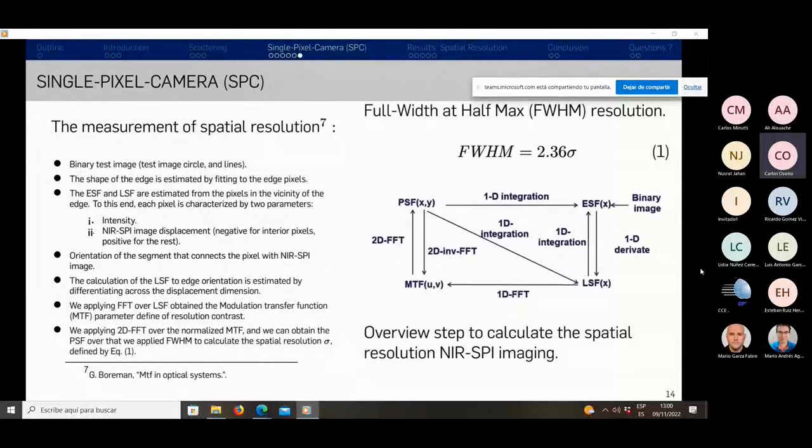The shift of the edge is estimated by fitting to the edge pixels. The ESF and LSF are estimated for the pixels in the vicinity of the edge, in the pixel with near-SPI imaging. The calculation of the LSF for any orientation is made by differentiating the cross-edge displacement dimension. We apply the FFT over the LSF and obtain the modulation transfer function, the parameter defined for the resolution contrast. We apply a 2D fast Fourier transform over the measured MTF and we can obtain the PSF, over the application, to calculate the spatial resolution defined by equation 1.